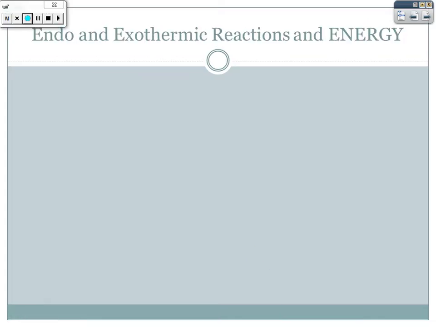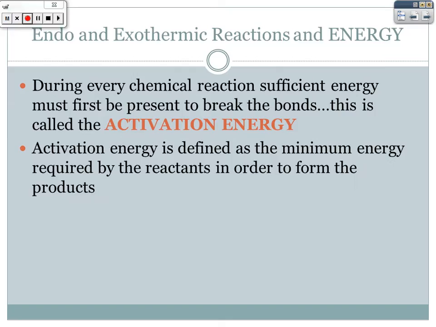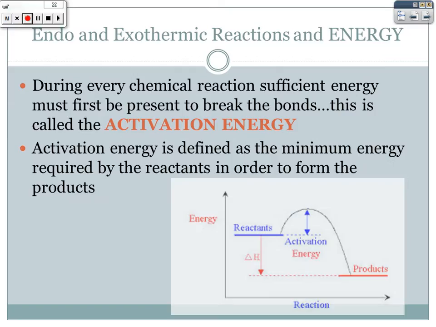All right, let's look at endothermic and exothermic reactions and energy. During every chemical reaction, sufficient energy must first be present to break the bonds before you can make bonds, and this is called the activation energy. The activation energy is defined as the minimum energy required by the reactants in order to form the products. Before you can go from reactant to product, you have to go over this hump, this activation energy. You have to have this amount of energy inherent in you or in your surroundings in order to break the bonds here before you can make the bonds here. And then the change in energy from reactants to products is your delta H, which is your enthalpy change.